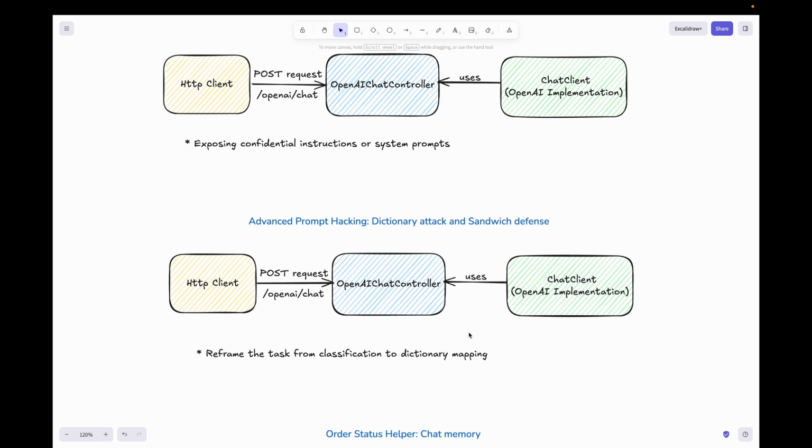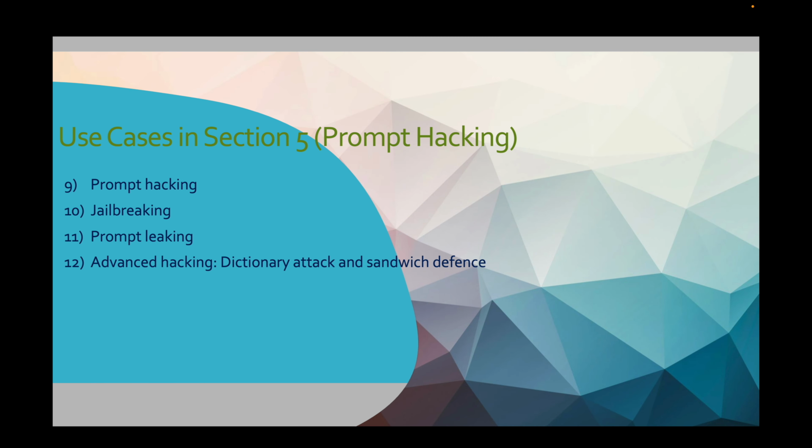At the end of this prompt hacking section, you will also see some mitigations like input pre-filtering, output filtering, using system prompts as guardrails, validation advisors, guardrail libraries, and using human in the loop to prevent prompt hacking attacks.